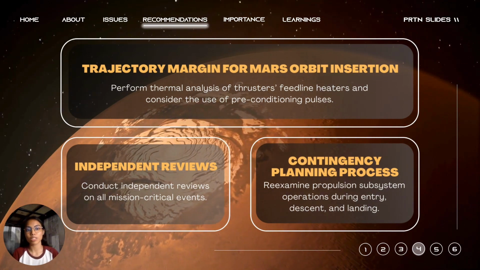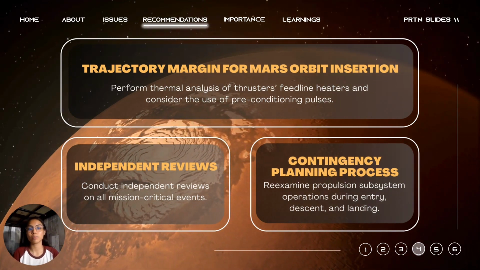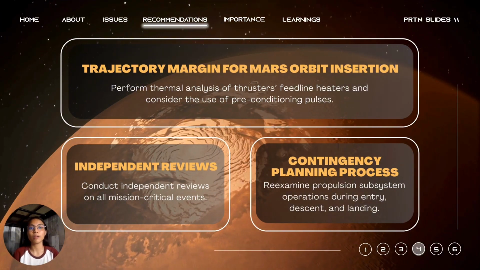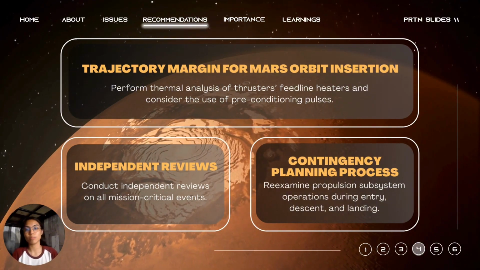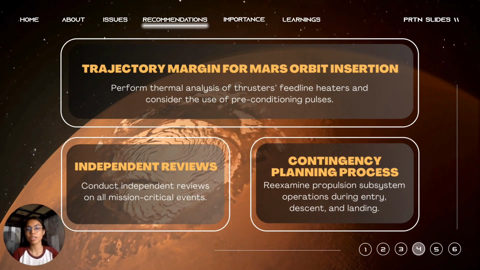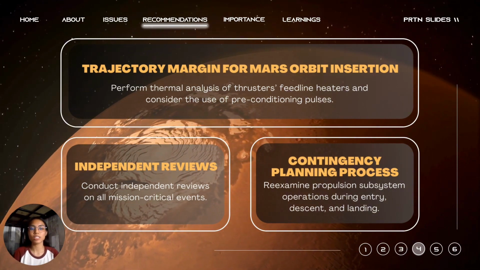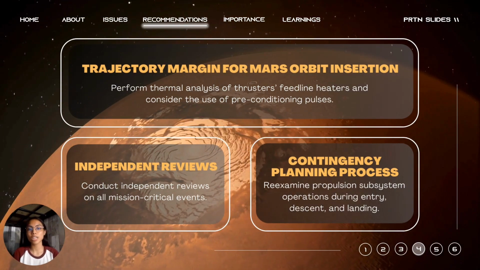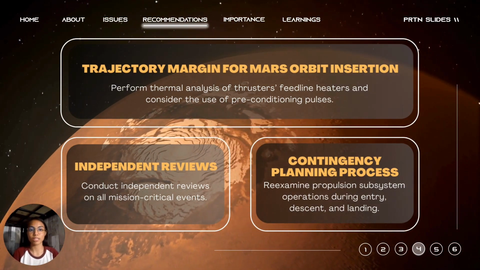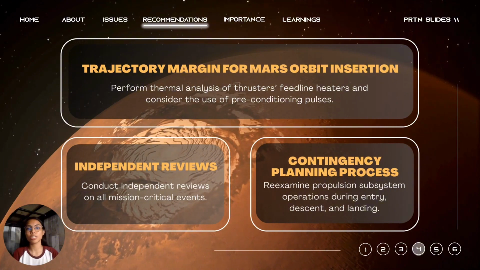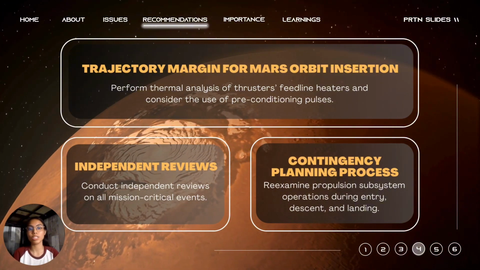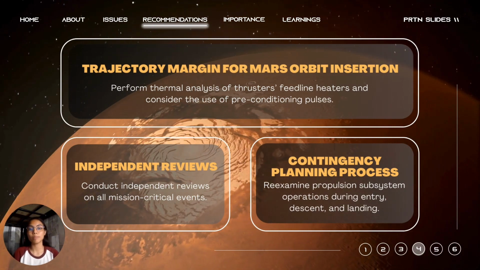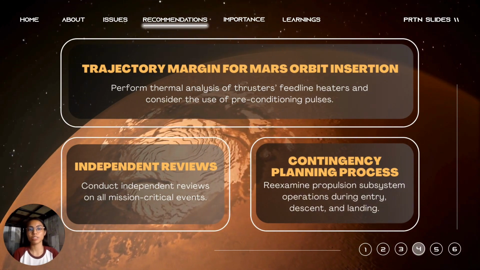Contingency planning process. Re-examine propulsion subsystem operation during entry, descent, and landing. Contingency planning must be defined, products developed, tested, and trained. A systematic assessment of potential failure modes is necessary for project contingency plans. The MPL team should establish go/no-go criteria for each scenario and poll the operations team and subsystem experts.